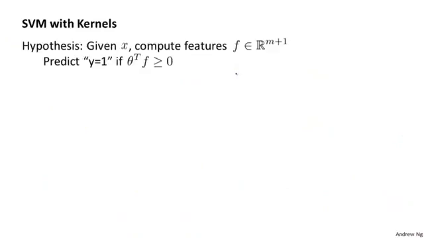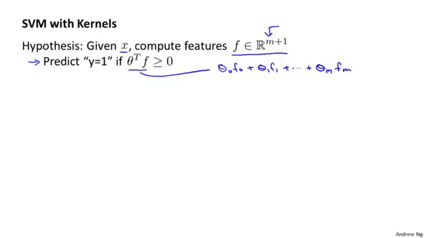If you already have a learned set of parameters theta, then if you're given a value of x and you want to make a prediction, we compute the features f, which is now an R^(m+1) dimensional feature vector. We have m here because we have m training examples and thus m landmarks. And we predict 1 if theta transpose f is greater than or equal to 0, right? So theta transpose f is just equal to theta 0 f0 plus theta 1 f1 plus dot dot dot plus theta m f m.